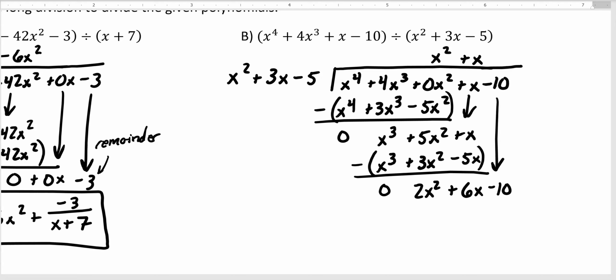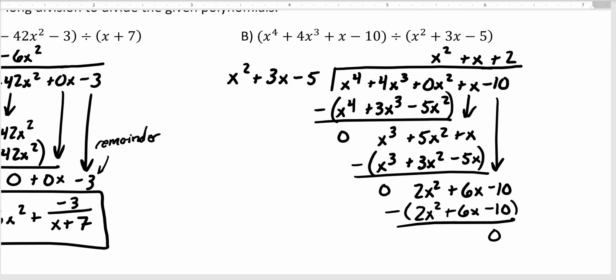So x squared times what gives me 2x squared? 2. So multiply this out, check this out. I'd get 2x squared plus 6x minus 10 when I do this multiplication. When I subtract that, I don't get a remainder.